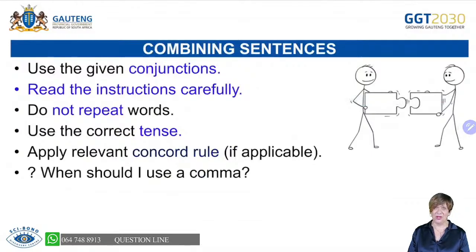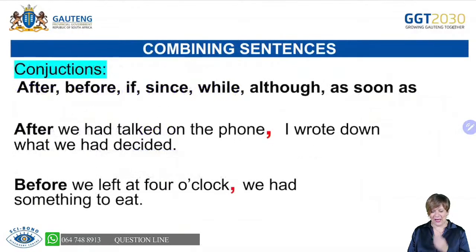And now here comes a big one. When should I use a comma? Let me show you. So here's a list of conjunctions I have for you. After, before, if, since, while, although, as soon as. I wanted to show you. So after we had talked on the phone, comma, I wrote down what we decided. So before we left at 4 o'clock, comma, we had something to eat. So if I'm using after and before, there must be a comma between the two sentences. That's how we combine. There must be a comma. Very, very important. I must be able to see that comma.